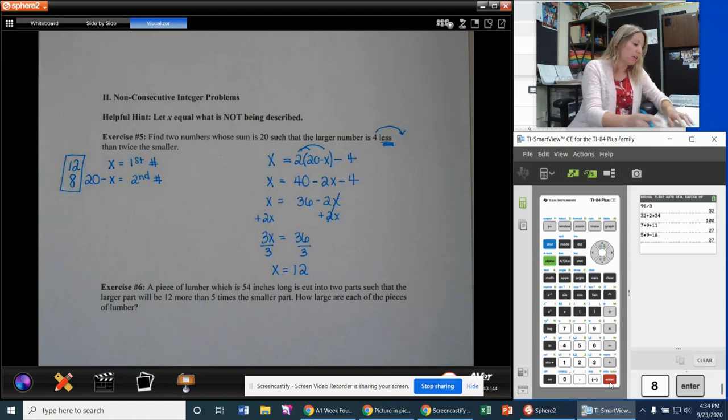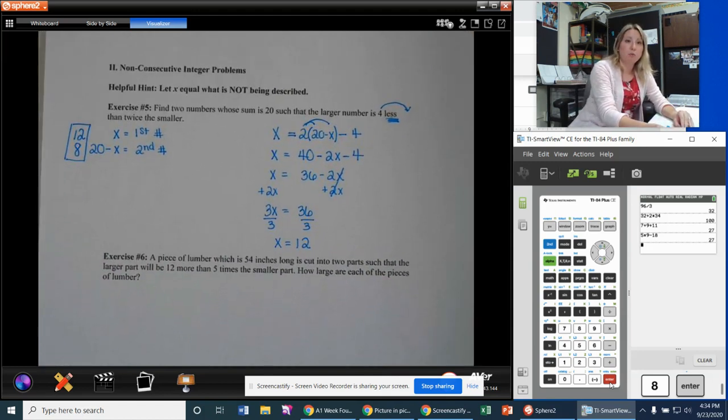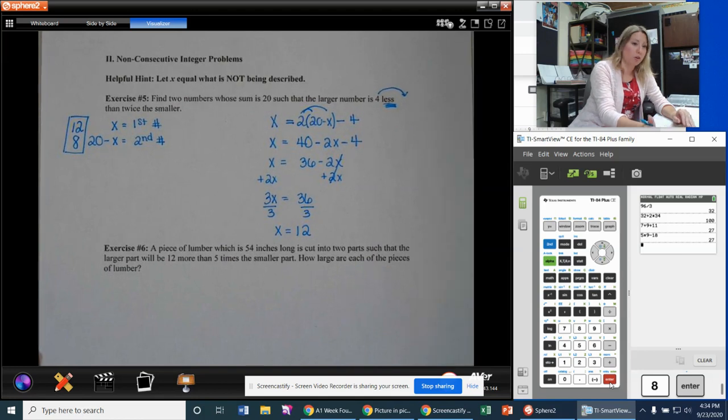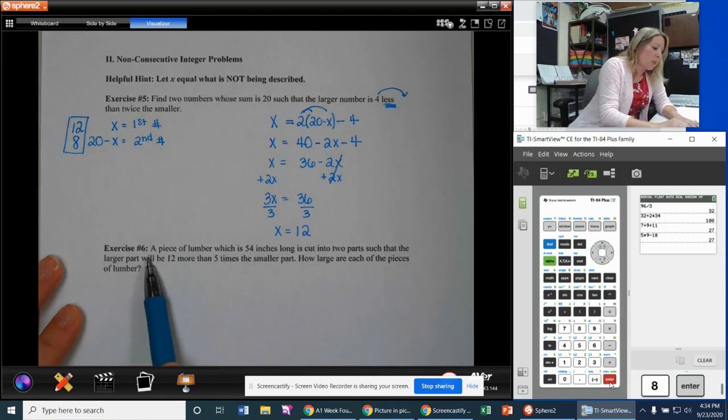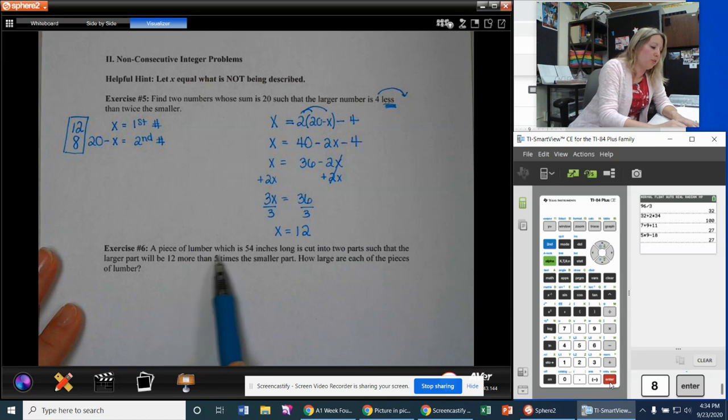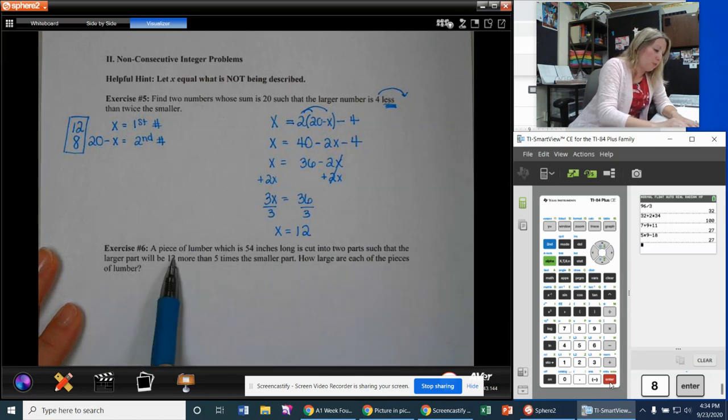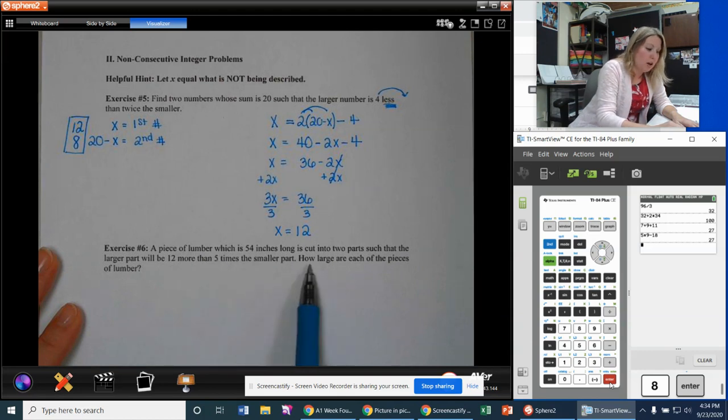All right, let's try it one more time. And then you guys can work on your homework, which I think is fairly short. Exercise 6, a piece of lumber, which is 54 inches long, is cut into 2 parts such that the larger piece will be 12 more than 5 times the smaller. Whoa. How large are each of the pieces of lumber?